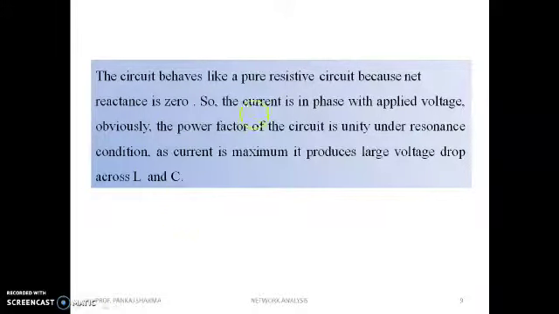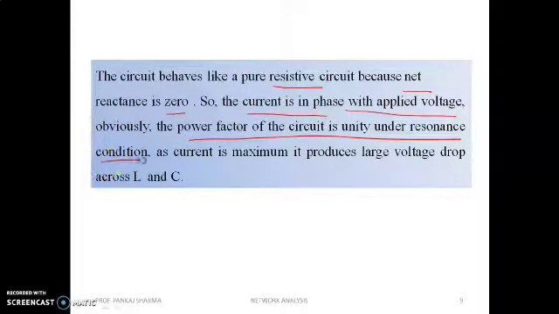The circuit behaves like a pure resistor because net reactance is 0. So the current is in phase with applied voltage. Obviously, current is in phase with applied voltage. The power factor of the circuit is unity under resonance condition, and current is maximum. As current is maximum, it produces large voltage drop across L and C.